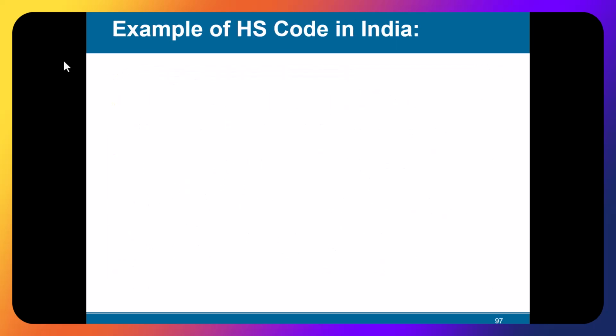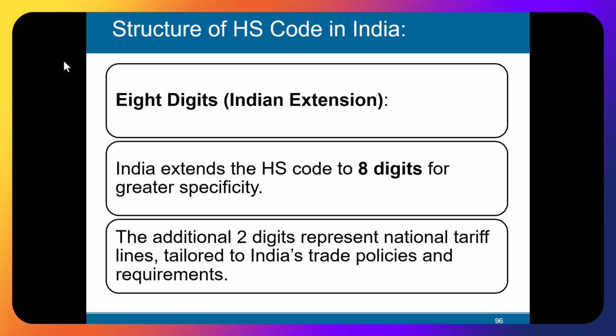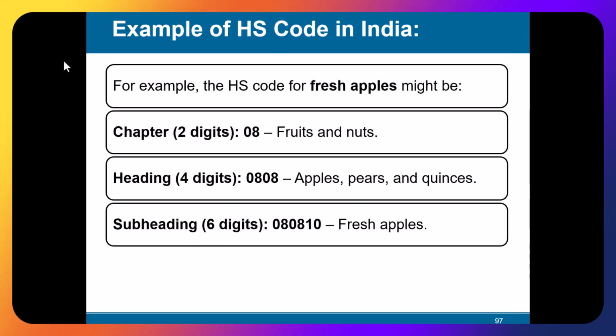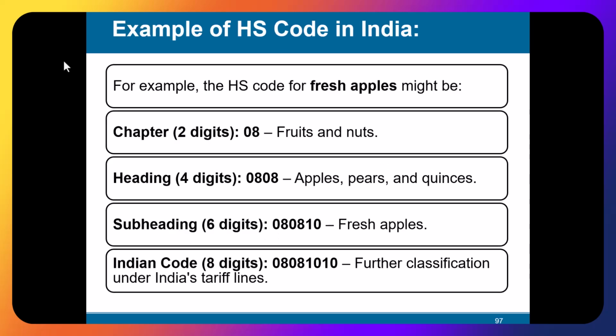Look at what kind of code this is. For example, the HS code for fresh apples might be: Chapter, 2 digits, 08, fruits and nuts; heading, 4 digits, 0808, apples, pears and quinces; subheading, 6 digits, 080810, fresh apples; Indian code, 8 digits, 08081010, further classification.